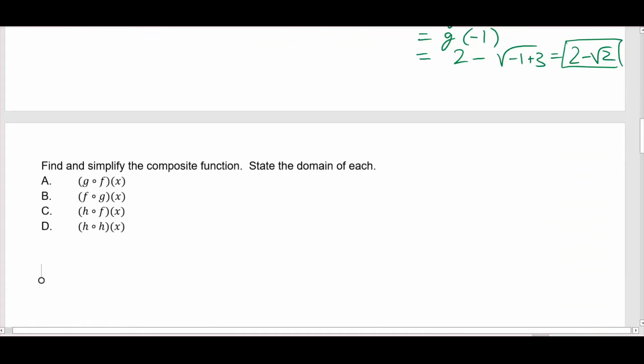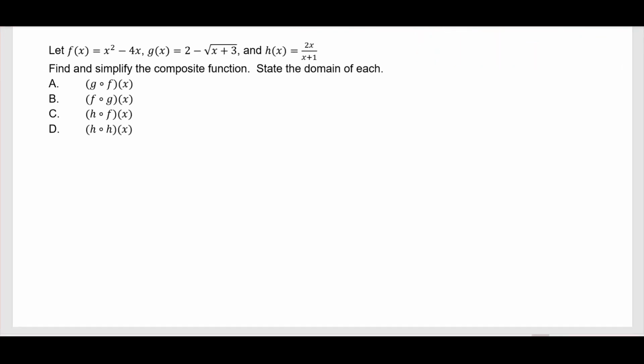All right, so we've got the same functions here. Let me copy those down. We want to find and simplify composite functions and also state the domain of each of these. This is probably going to be the difficult part in this section, finding the domain of these things. So let's remember what we were doing with composition. I take my x value, which is some real number. We don't know if there are any restrictions on it.